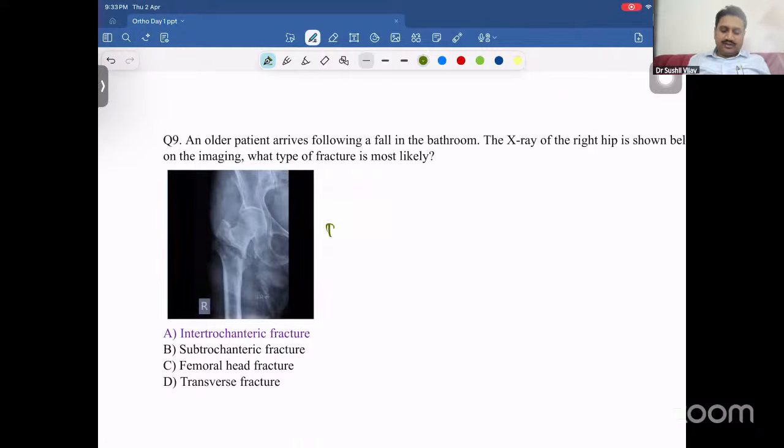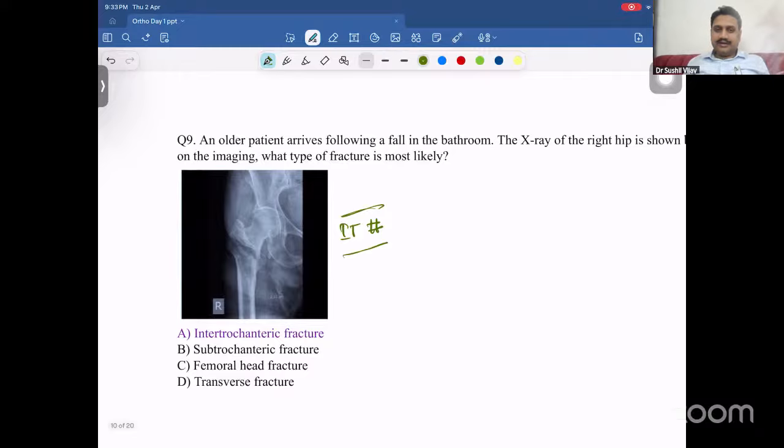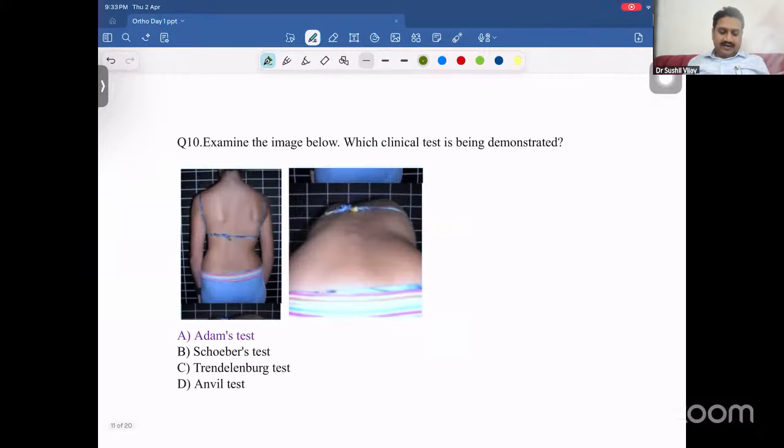हाँ, you have diagnosed this well. It is intertrochanteric fracture. You have diagnosed this very, very well. Very correct, yeah, right? चलो, this is IT. Very nice.